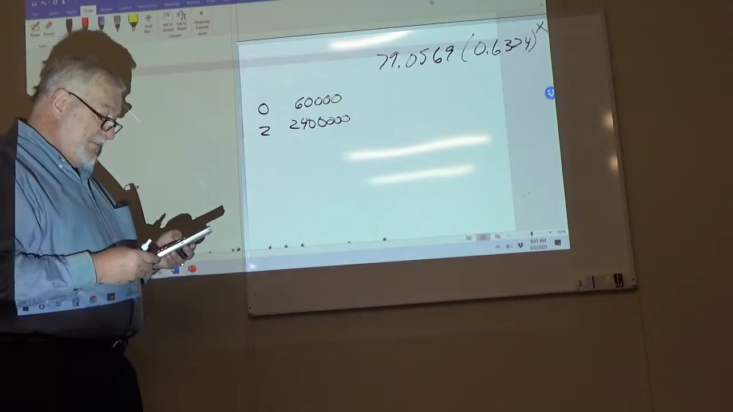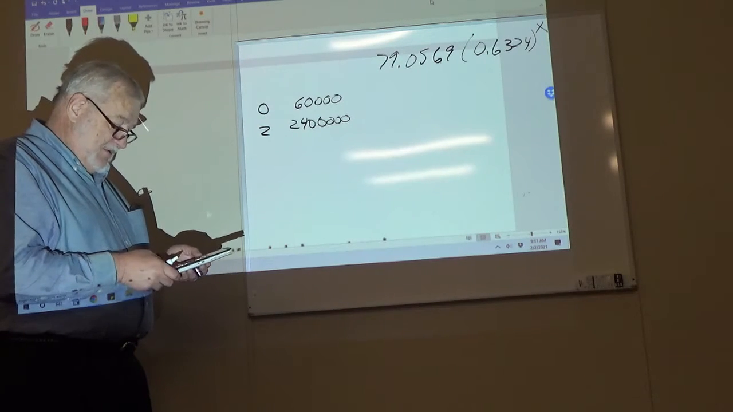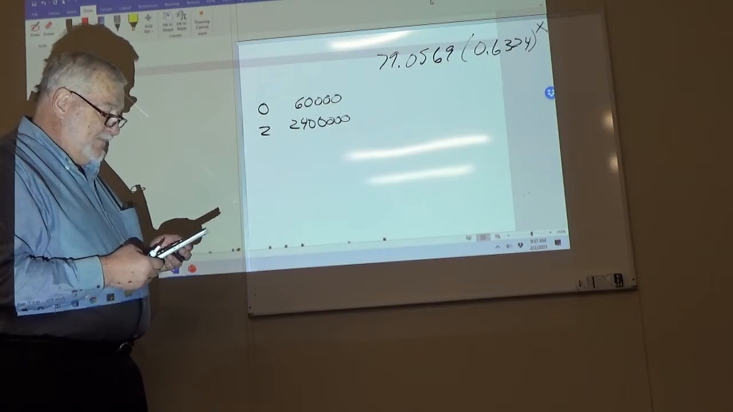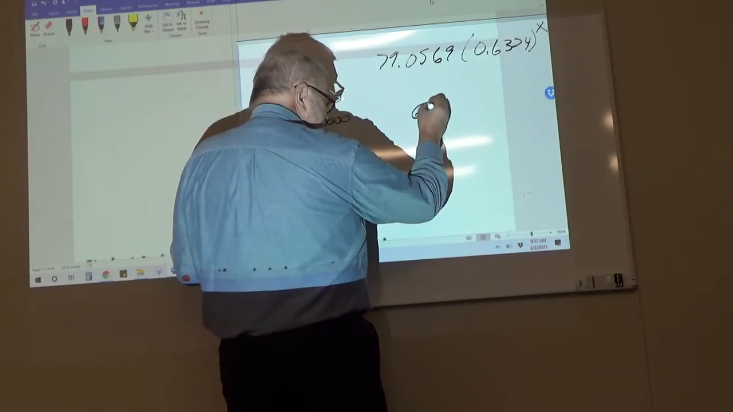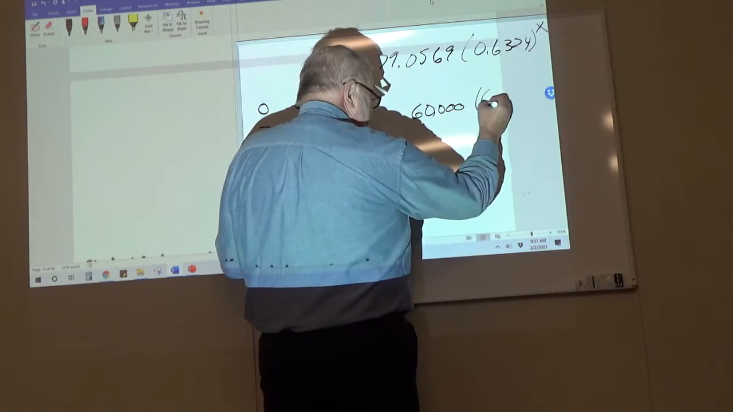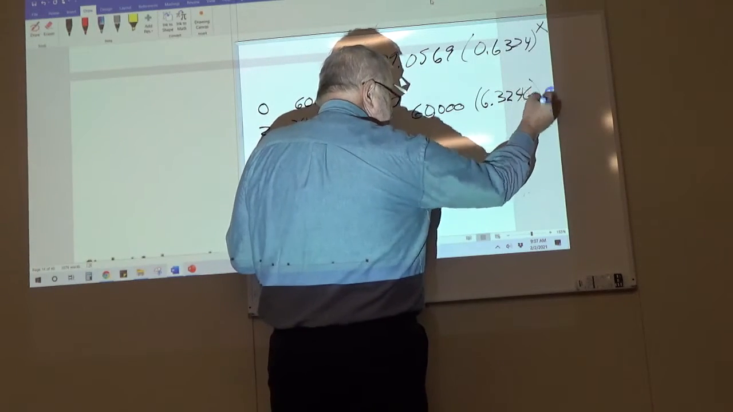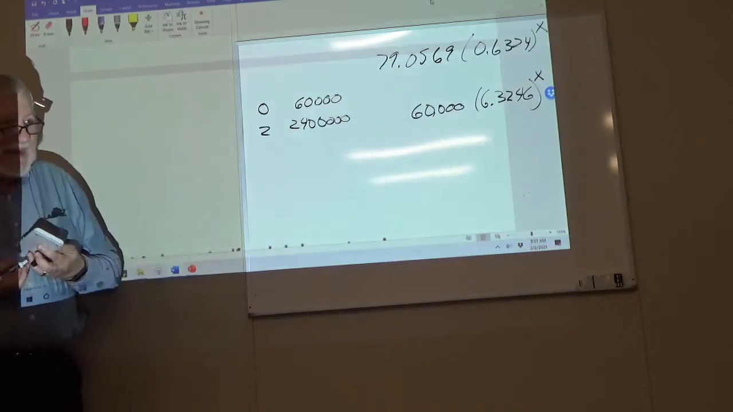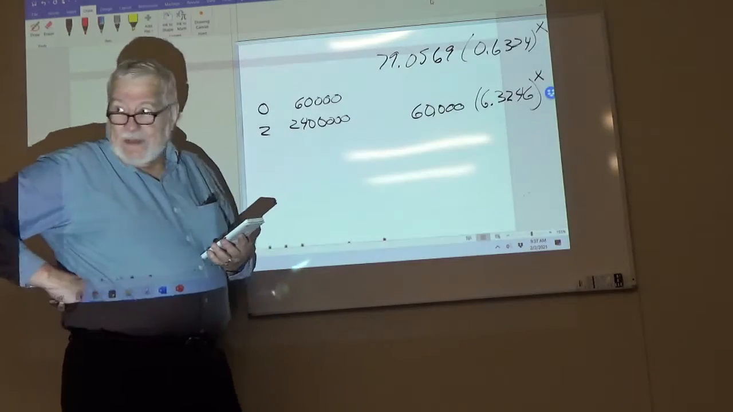And how do we find the equation? Stat, calc, 0. Drop down. All right, so we know that the A is 60,000, and then the B is 6.3246 to the x power. Okay, now, how many rabbits will there be in 4 years?